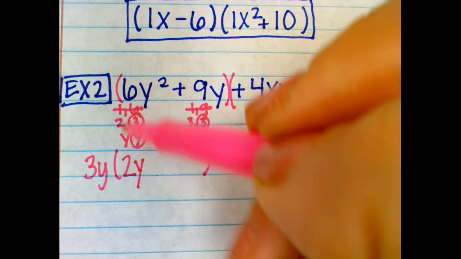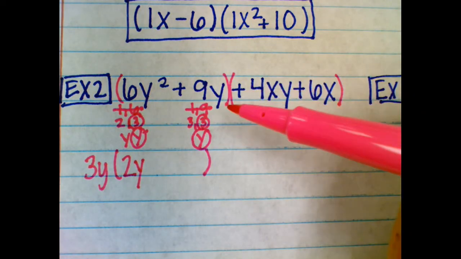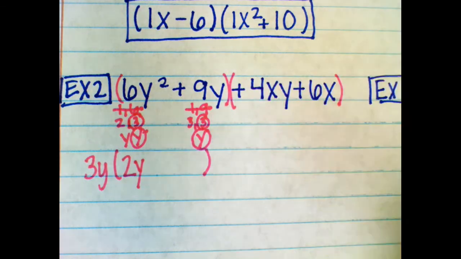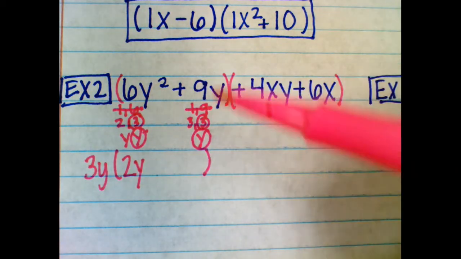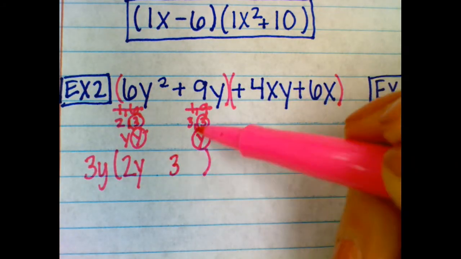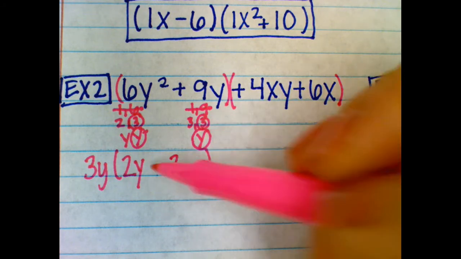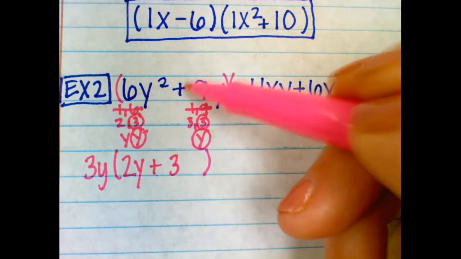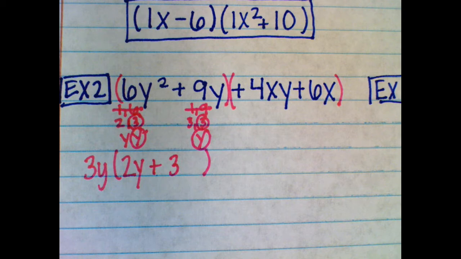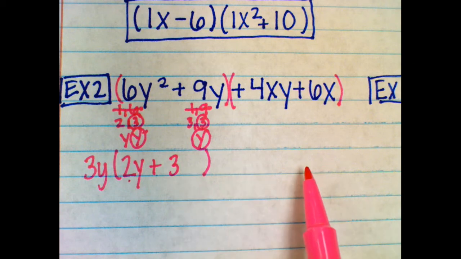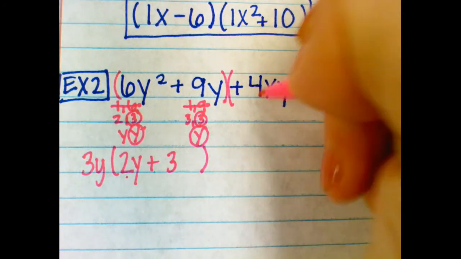And right here, I have a 2y not circled. Okay, I do it again. 9 divided by 3, or 3 times what gives me 9? It's 3. And I don't have any y's left, and it was a positive because I have to get a positive up here. So if I did this right, and I do this one right, I should get 2y plus 3 in this parentheses too. So let's see if we get it.